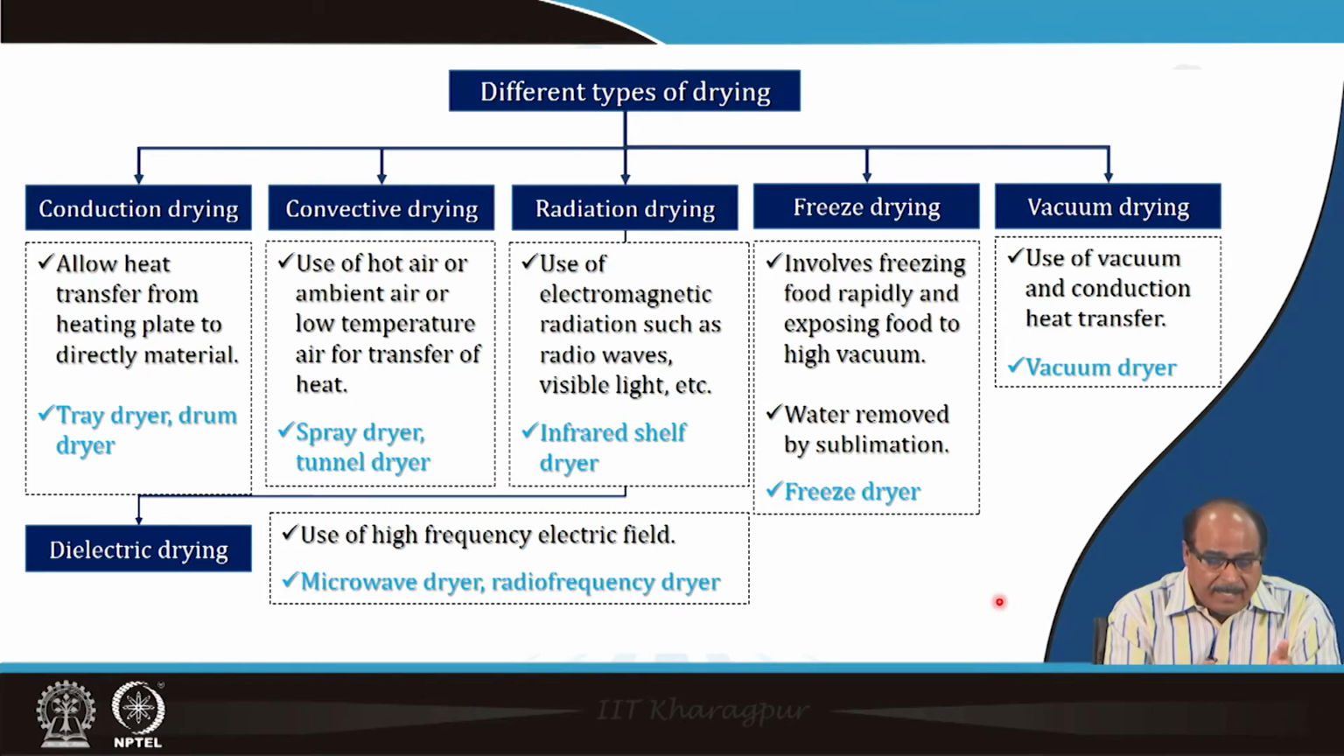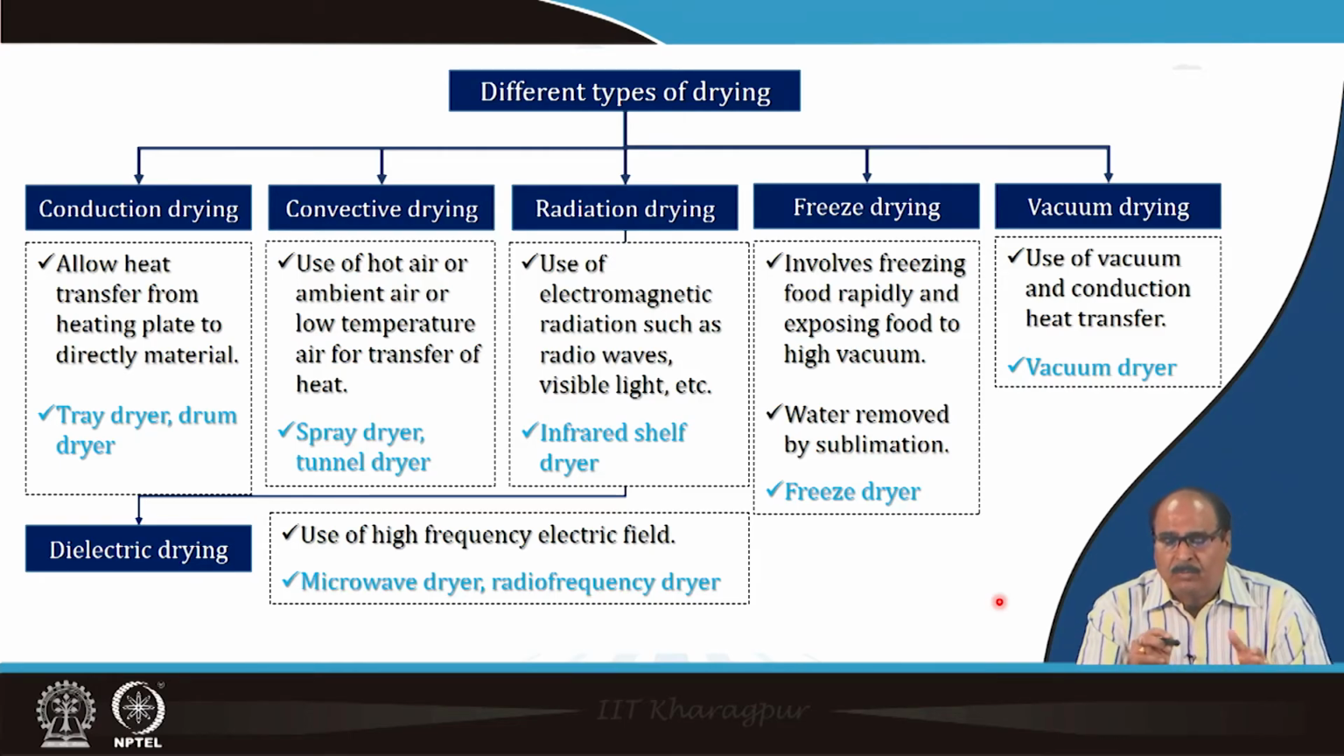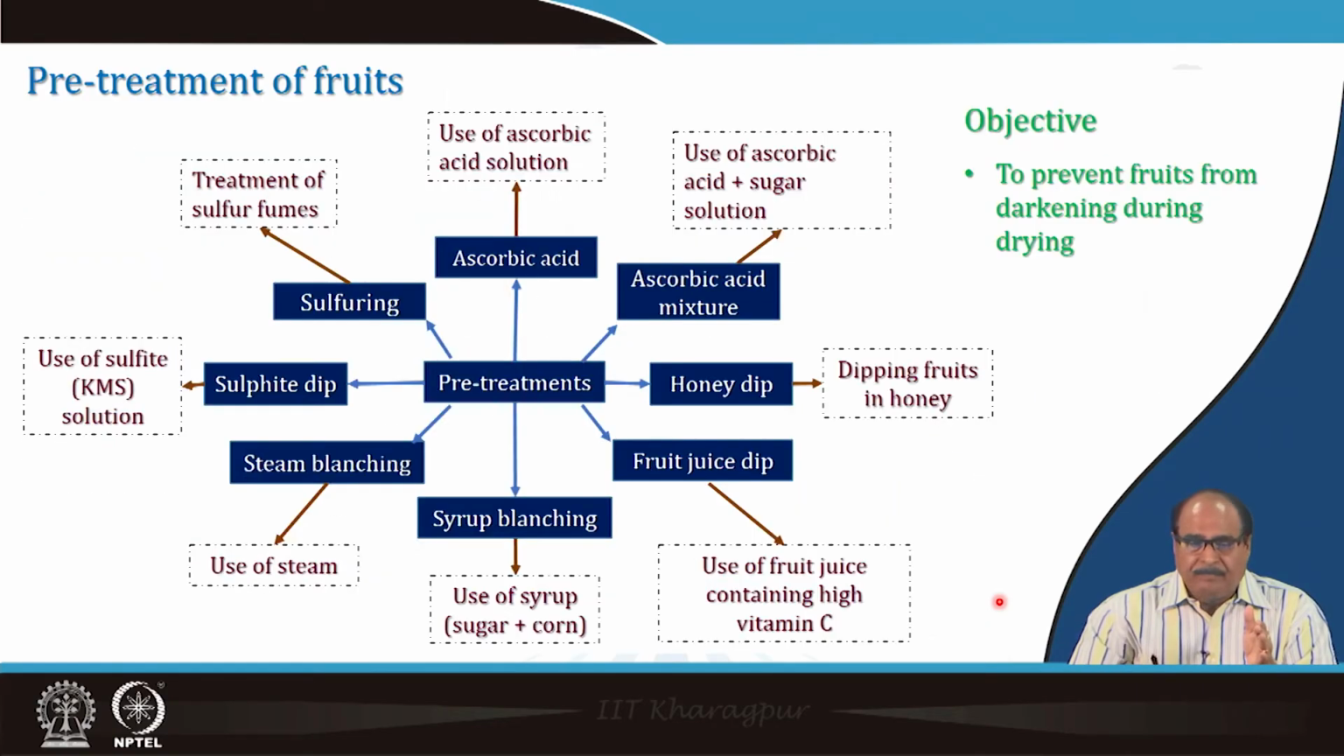Dielectric heating can also be used, which uses a high frequency electric field, like the microwave dryer and radio frequency dryer. Then freeze drying involves freezing food rapidly and exposing it to high vacuum, so that water is removed by sublimation, that is the freeze dryer. And then vacuum drying uses vacuum and conduction heat transfer.